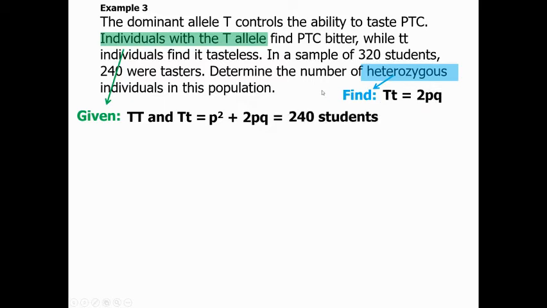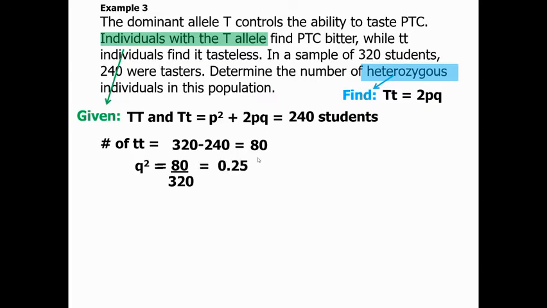So first step, we want to subtract the 240 from 320 to get the number of recessives, because we always start with q squared. So 320 minus the number of dominant individuals, 240, gives us the number of recessive individuals, the ones who cannot taste it, and that is 80. So for our q squared, it's going to be 80 out of 320. So let's divide that. You should get 0.25.